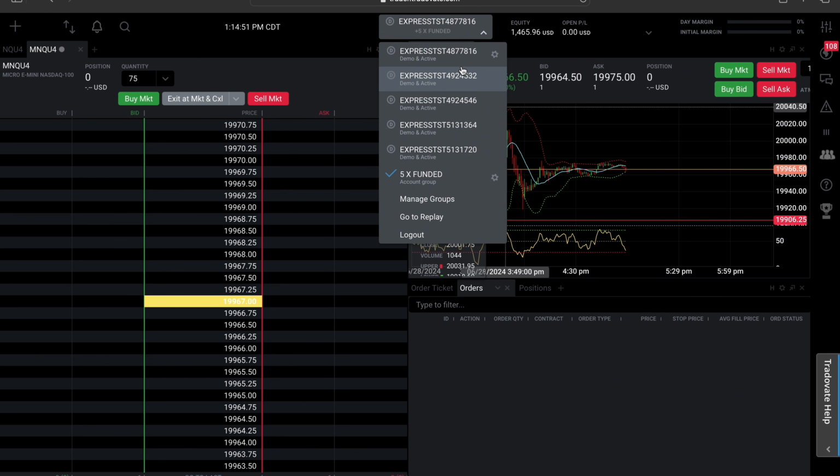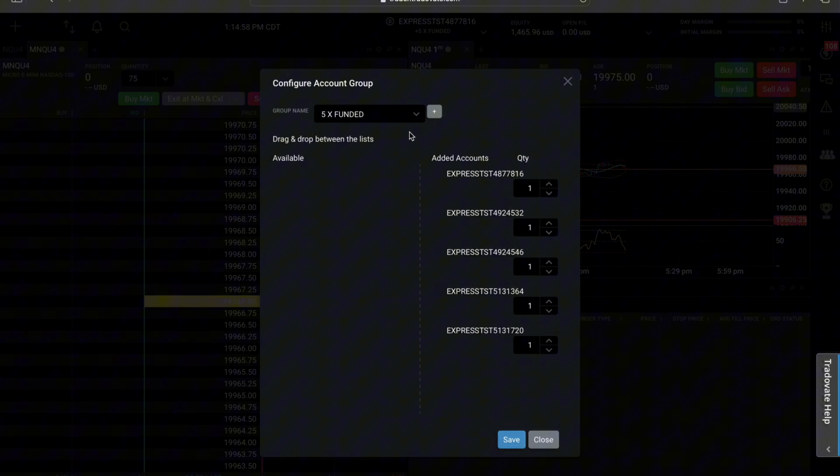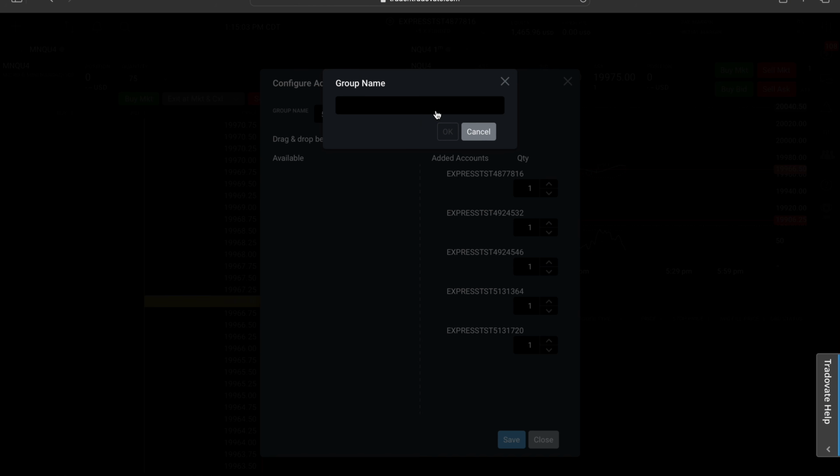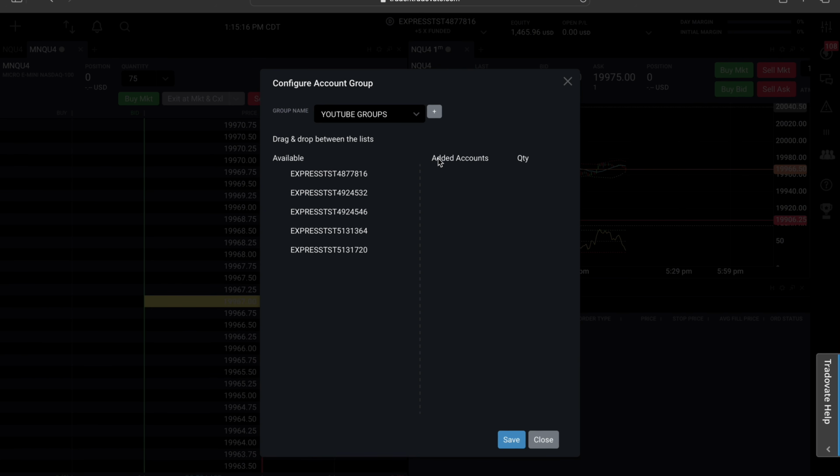What you want to do is, you see all your accounts here, whether it's Sonnet or Express, then you want to click Manage Groups. Once you click Manage Groups, don't worry about this. This is currently my grouped account, but you want to create a new one. So click the plus button and type in, I'm just going to name it YouTube Groups, and then click OK. And then you'll have a list of all of your accounts here.